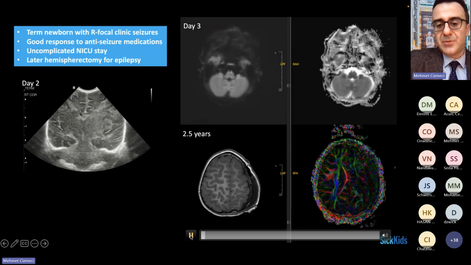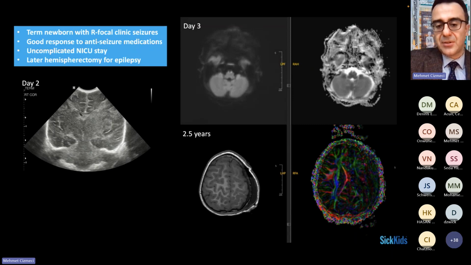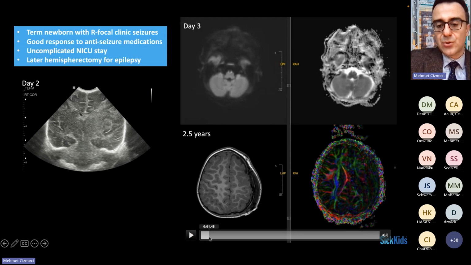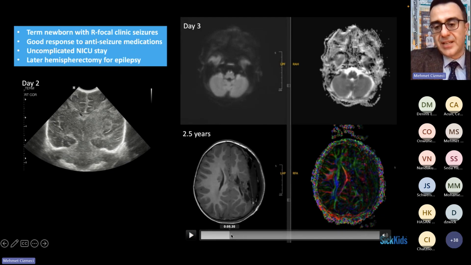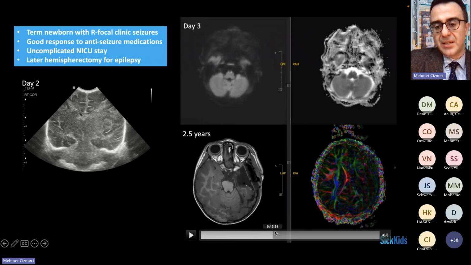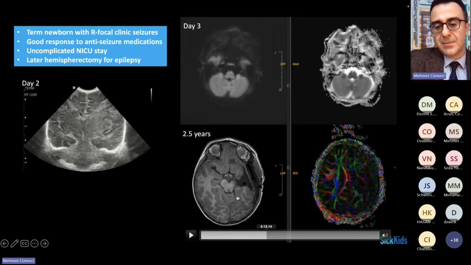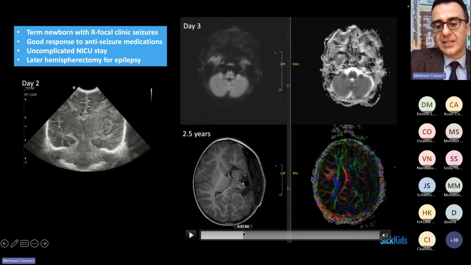And later, after hemispherectomy, the baby required another brain MRI, and the brain MRI was showing significant volume loss in the left hemispheric structures, as you can see here. And even the asymmetry of the cerebral peduncle and the basal ganglia and thalami region was very evident.